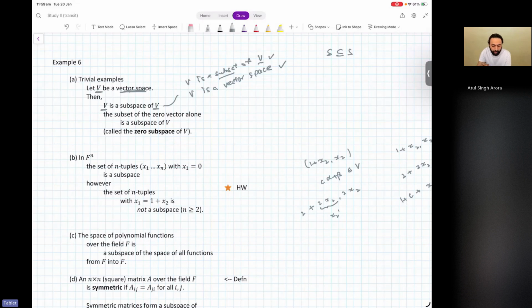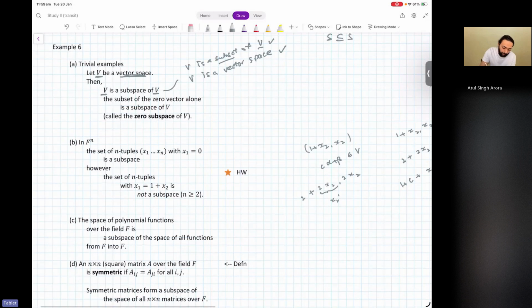So both conditions are satisfied. Is that okay? Yes, sir. Okay, perfect. All right. And how about the next one? The zero vector alone is a subspace of V.